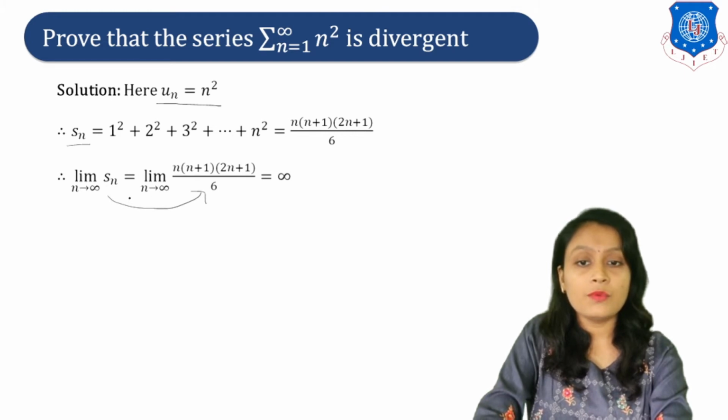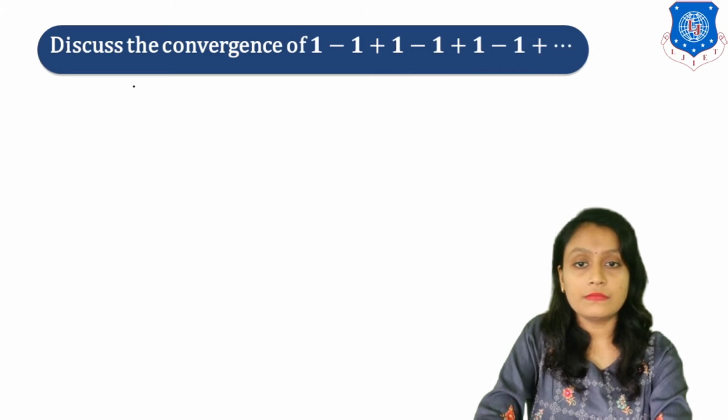Okay. And if you apply limit n tends to infinity, you will get the answer infinity. Right. So this limit of Sn is infinite. Therefore, we can say that the series is divergent. Okay. Now, next example. Discuss the convergence of 1 minus 1 plus 1 minus 1 plus 1 minus 1 and so on.